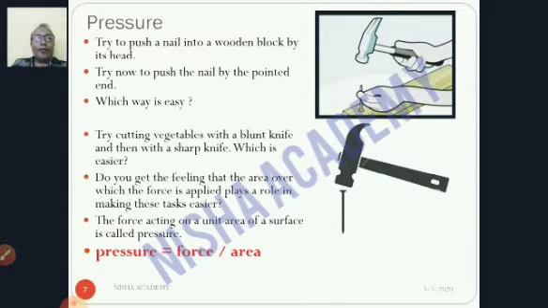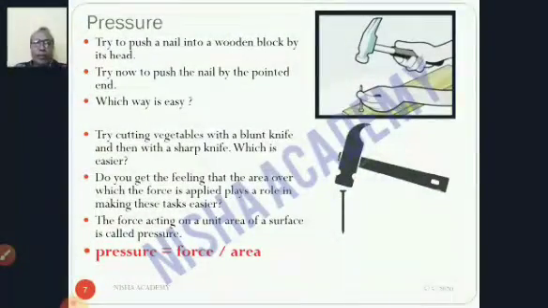So, a blunt knife, and then you take another knife which is sharp. Try to cut the vegetables with both of them. In which way do you feel it is easier to cut the vegetables? Yes, with the sharp knife you can cut the vegetables very easily.